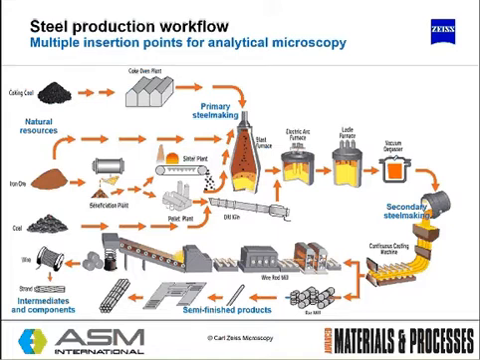So let's look at a typical steel production workflow. And what we want to explain here is how microscopy is able to provide solutions to various problems, various requirements within the steel value chain at the steel mill. So firstly, the natural resources themselves. Microscopy is able to perform a critical role in analysing the mineralogy and the composition of the coking coal.